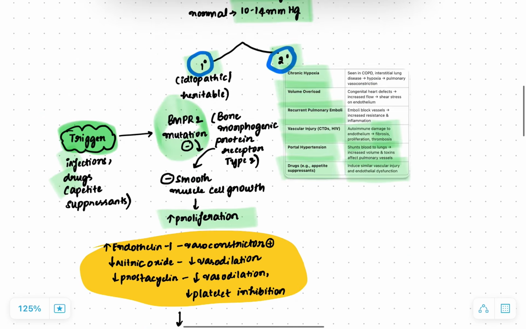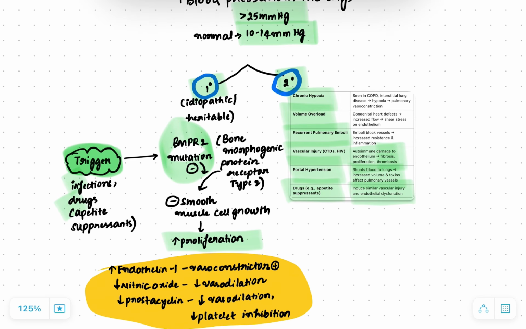So primary is inheritable or idiopathic, secondary is due to secondary causes. In primary, the BMPR2 mutation is the main thing, and there will be increase in the proliferation because of loss of inhibition of the smooth muscle cell growth.